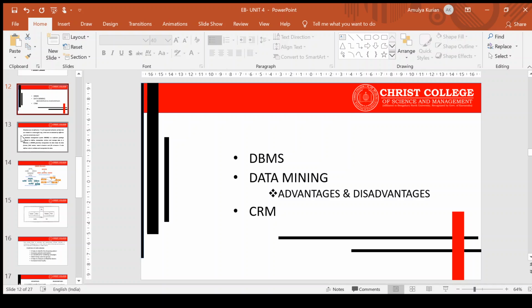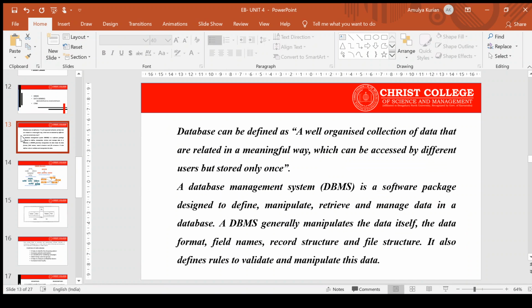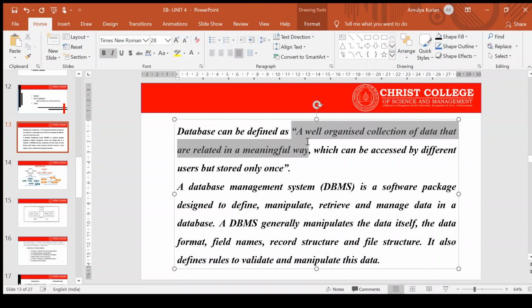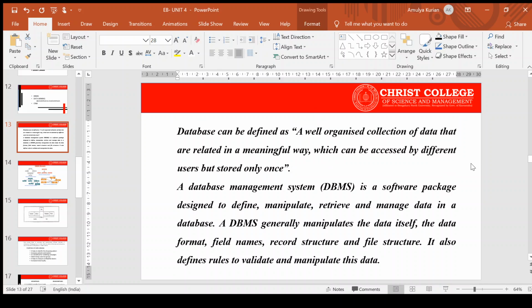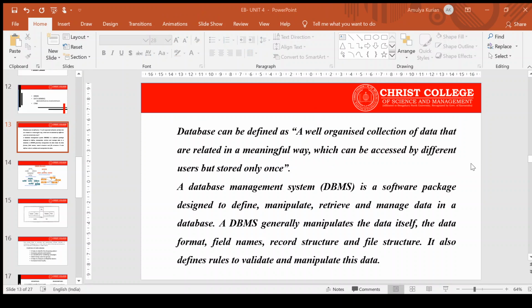Already, this was vastly discussed and studied in computer application and business. So, just to have a glimpse of what we studied last semester, database can be defined as a well organized collection of data that are related in a meaningful way, which can be accessed by different users but stored only once. So that is what is called a database.